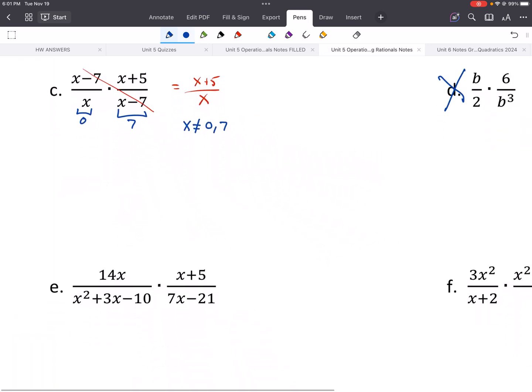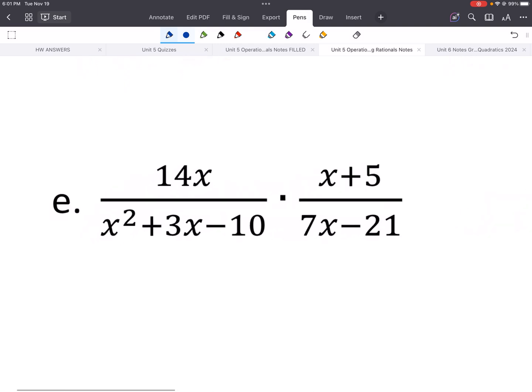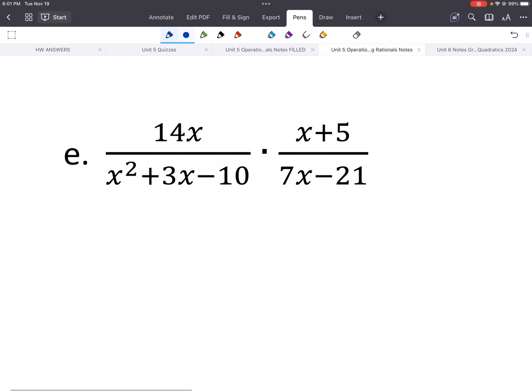All right. Okay, this is going to be more like what you'll see on your homework, is that there is stuff that we can factor. So if we look at the left bottom, this is a quadratic trinomial, which means that we can factor. Find the two things that multiply to negative 10 and add to 3. So something like x plus 5 and x minus 2. That would multiply to negative 10 and would add to 3.